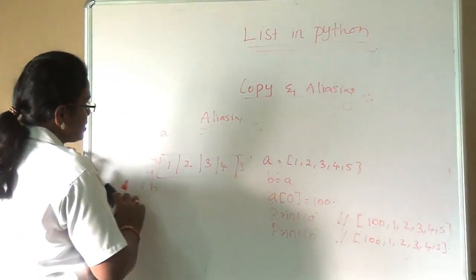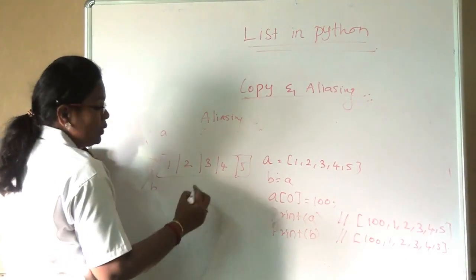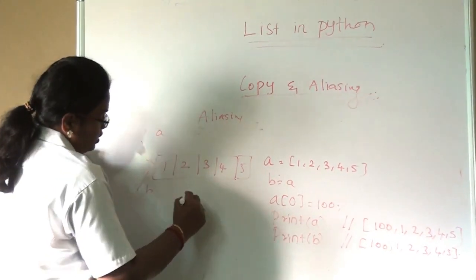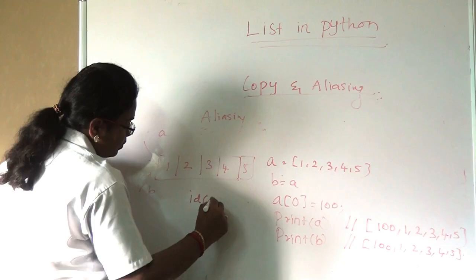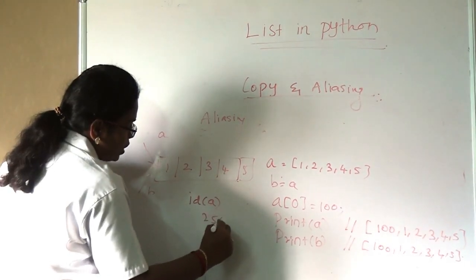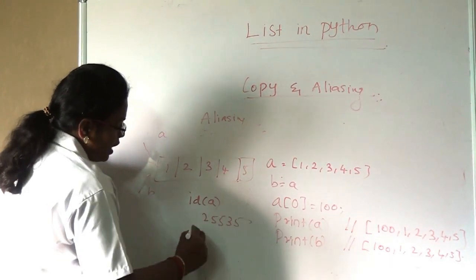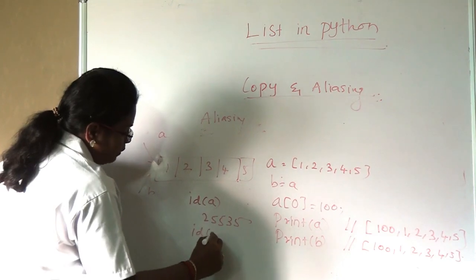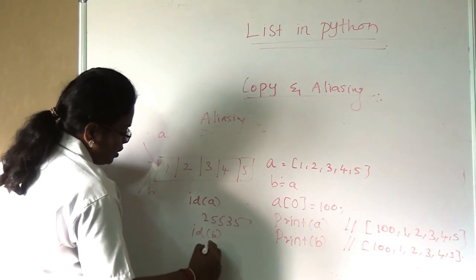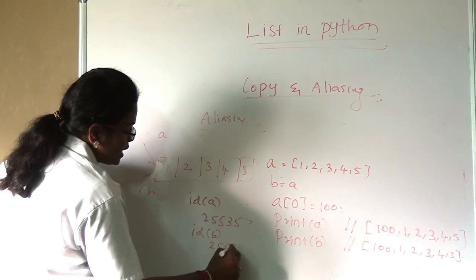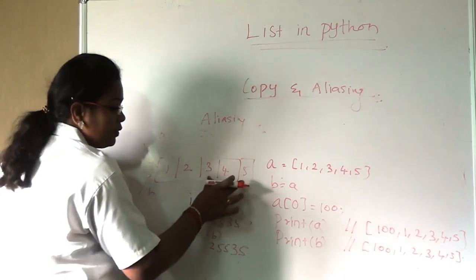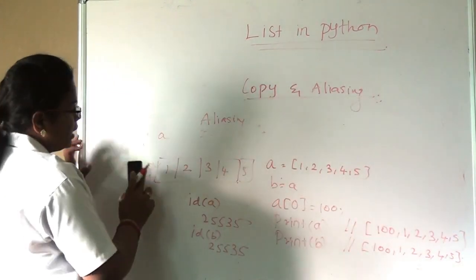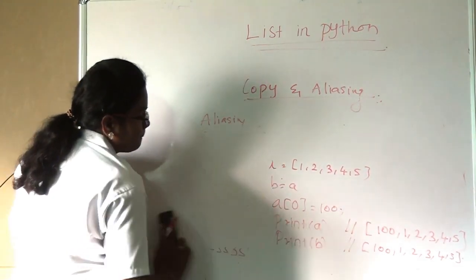Okay, the next one is copying. How will you get the address of A and B? ID of A, for example, the address is 25535. ID of B will return the address of B. Both have the same memory address because both are referring to the same list. Isn't it? Yes? Okay.